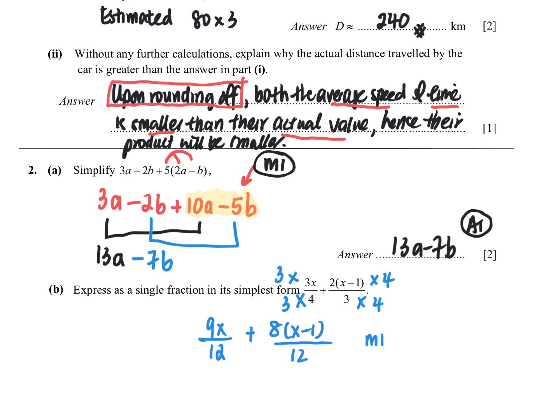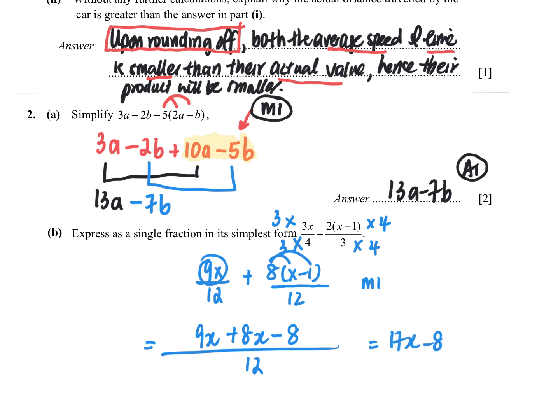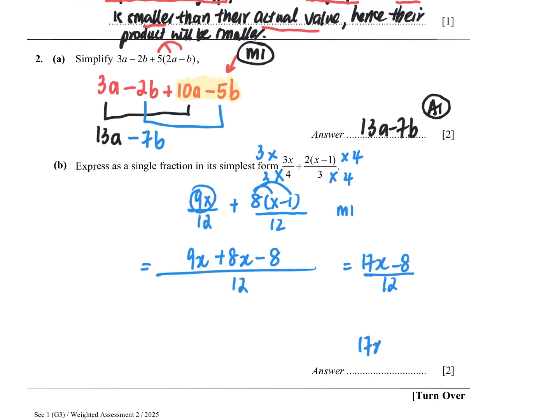Okay, the next mark is where you combine them together. So out of 12, I have 9x, 8x, minus 8. So if you simplify, you should get 17x minus 8 over 12. So this is the answer that should go on to the answer blank. Okay, so quite clear cut. First mark is where you make both out of 12. Second mark is to get this answer.